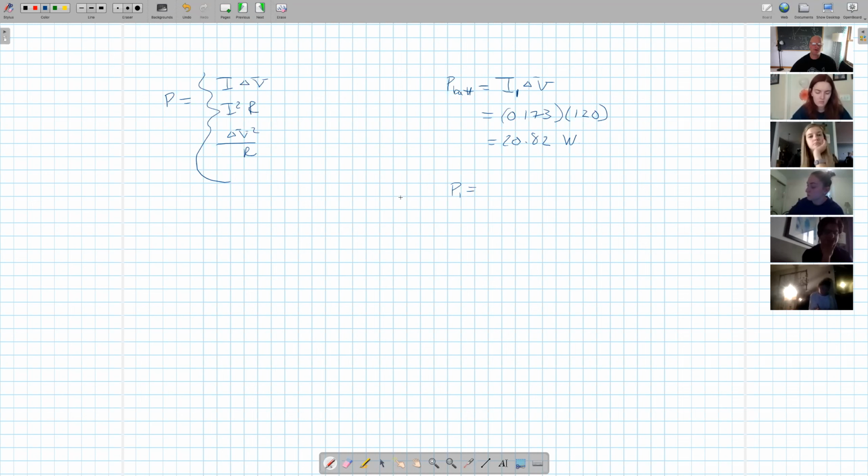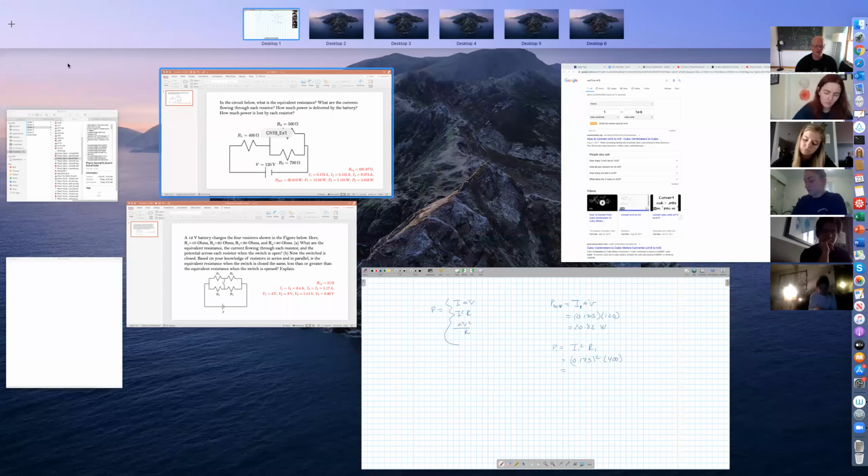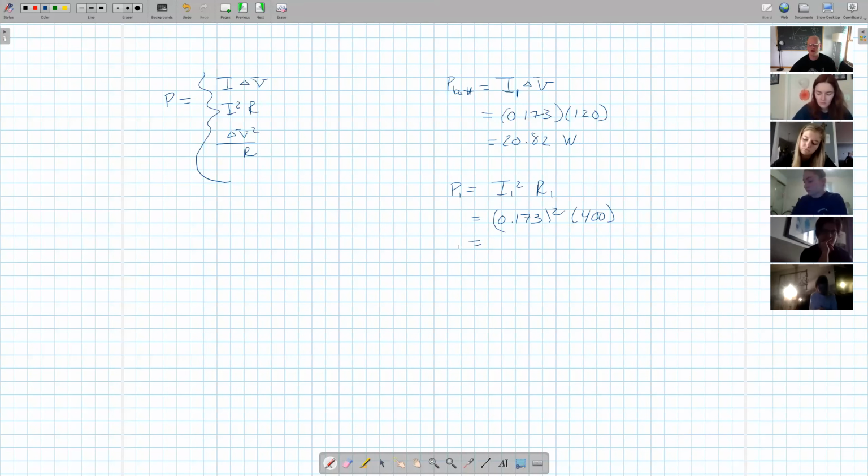Power lost by the first resistor is the next part. Then we can use the second equation. Here we can say this is I1 squared times R1. So it's going to be 0.173 quantity squared times R1, which is 400. So the power which is lost through that resistor is going to be 12.04 watts.